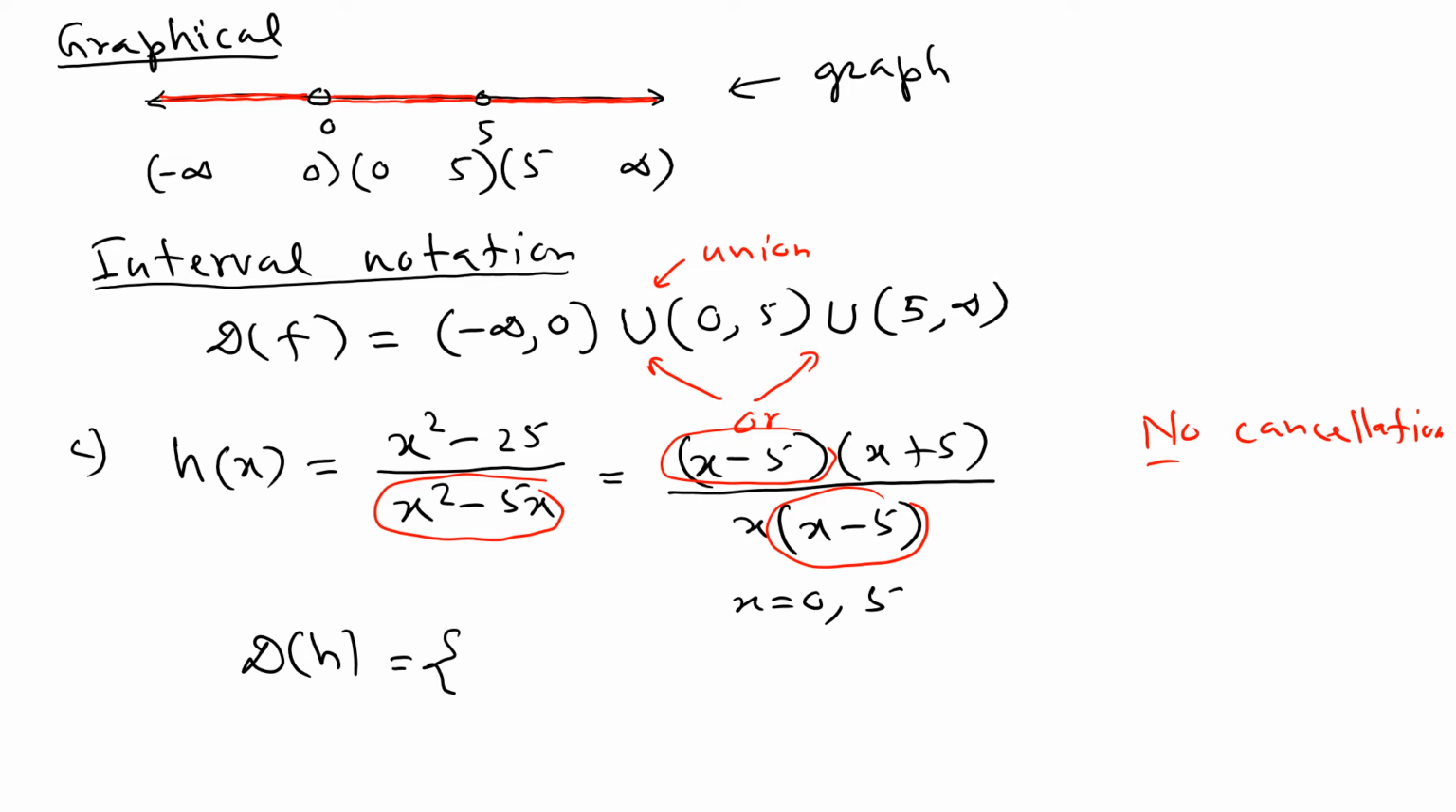If you use the set builder, you can write it as x such that x not equal to 0, and actually it's an AND, not OR, x not equal to 5. But when you write the interval notation, it goes with the union, so that's an OR. But here what this says is that x is everything except those two.